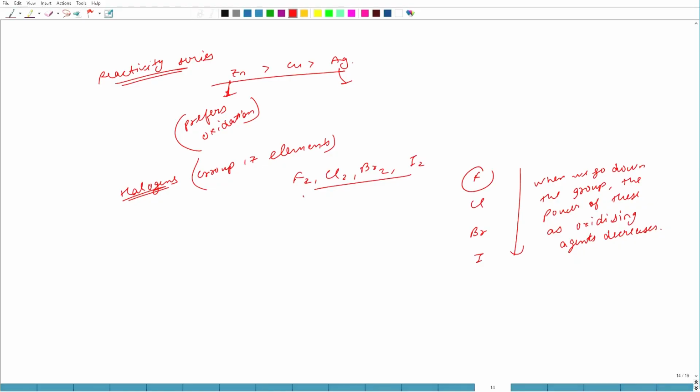That means it will always be ready to get reduced, and if it is getting reduced, it will be what? Oxidizing agent. Remember the concept of oxidizing agent and reducing agent. The element that gets reduced is called the oxidizing agent, and the element that gets oxidized is called the reducing agent. So, fluorine wants to get reduced, that means fluorine is a very good oxidizing agent, in fact, I can say the strongest oxidizing agent.